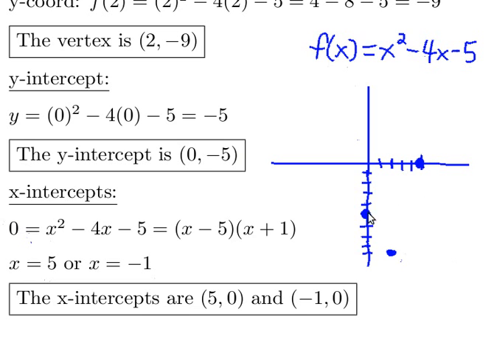So here's 1 point and negative 1, 0. Now we have a general idea of what a parabola looks like. It looks like a curvy thing, something like that. So let's go ahead and try to connect the dots and draw a parabola that fits these points.